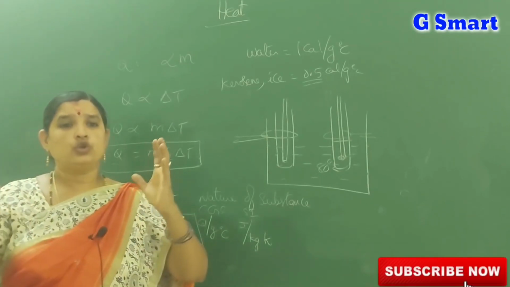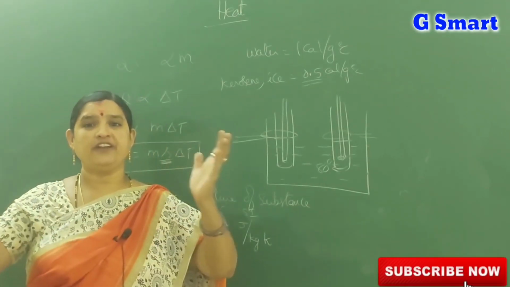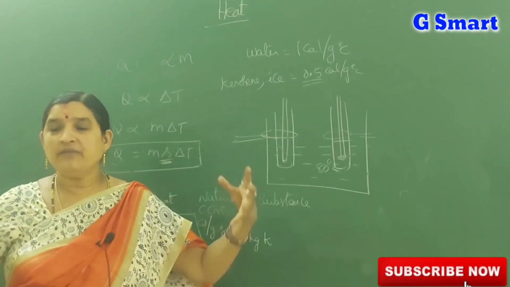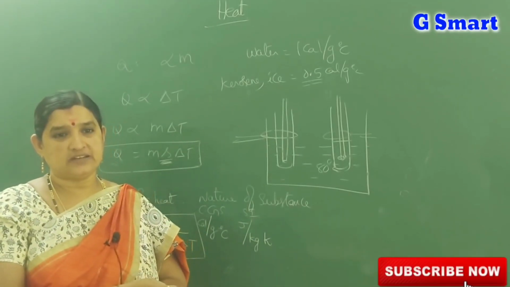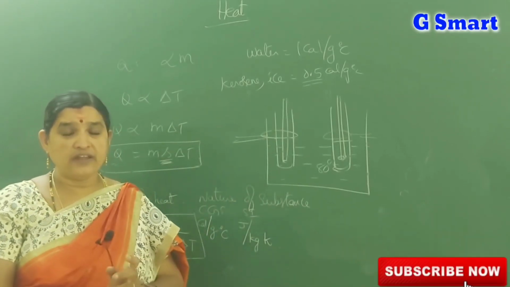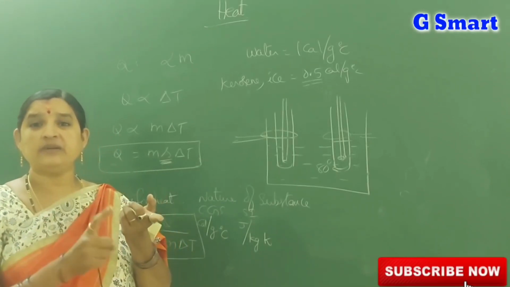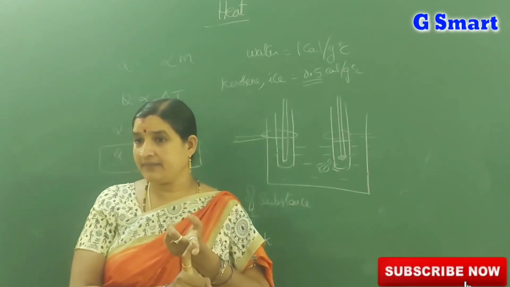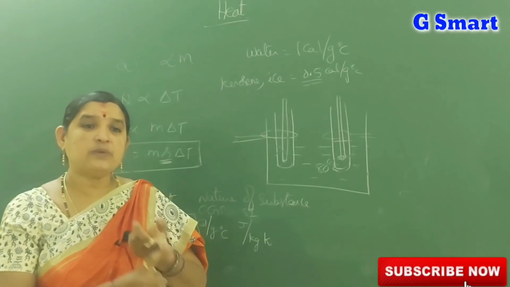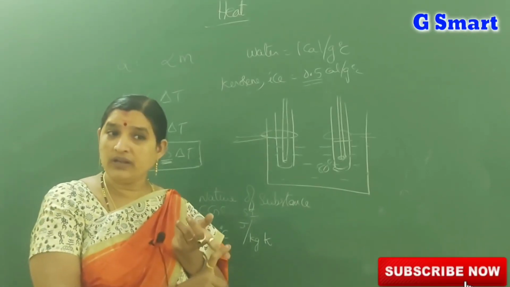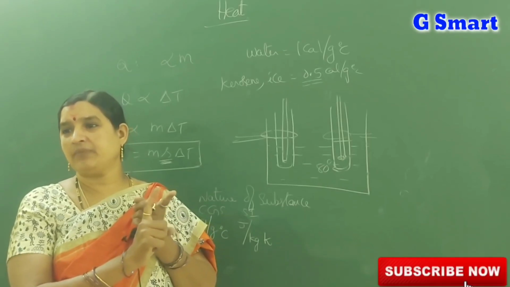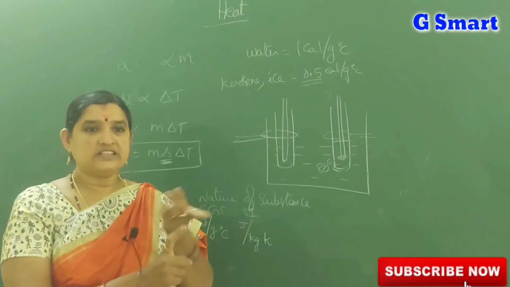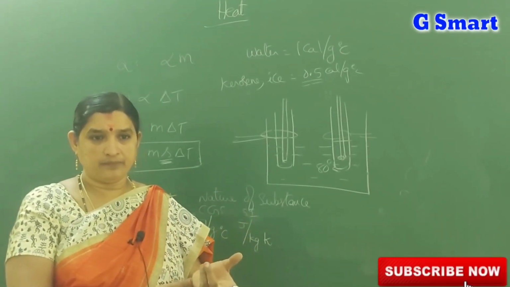Suppose two substances are at different temperatures. When we mix both, what will be the final temperature of that mixture? We already know that when two substances of different temperatures are in thermal contact, heat transfer takes place from the hotter body to the colder body, until they both attain the same temperature. That state is called thermal equilibrium.